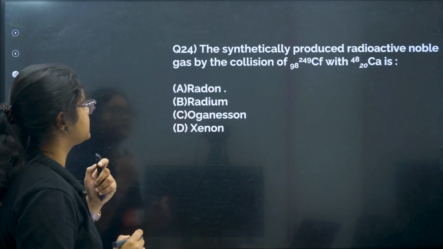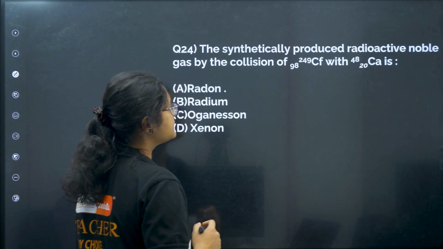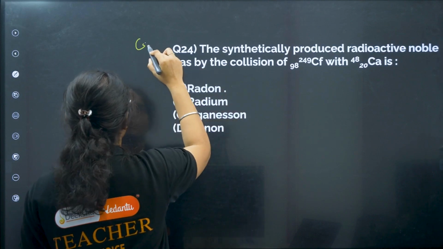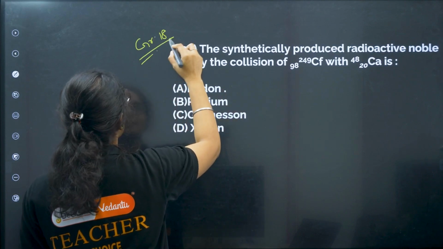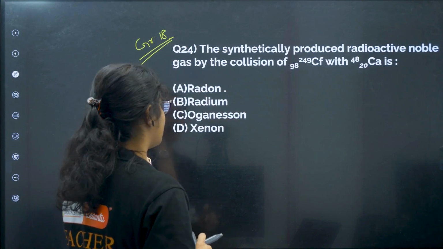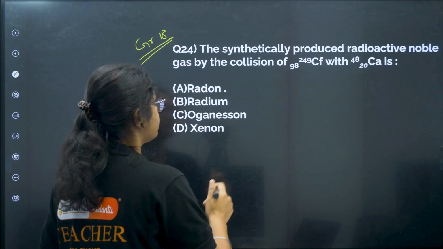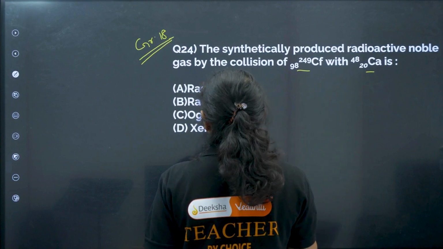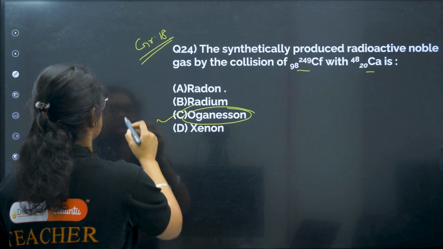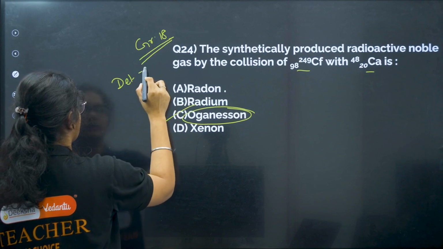Now coming to the next question. The synthetically produced radioactive noble gas. This is from your group 18. Synthetically produced radioactive noble gas by the collision of Cf with Ca produces oganesson. The correct answer is option C. Again, this is from a deleted topic.